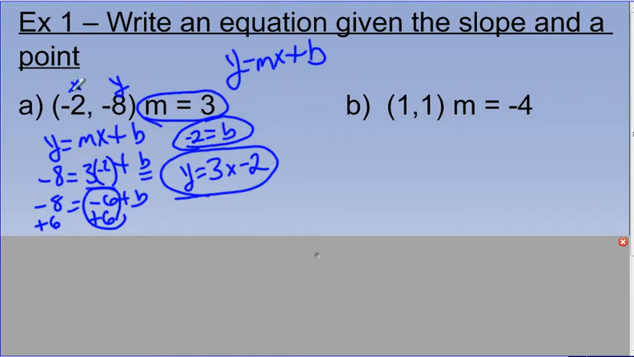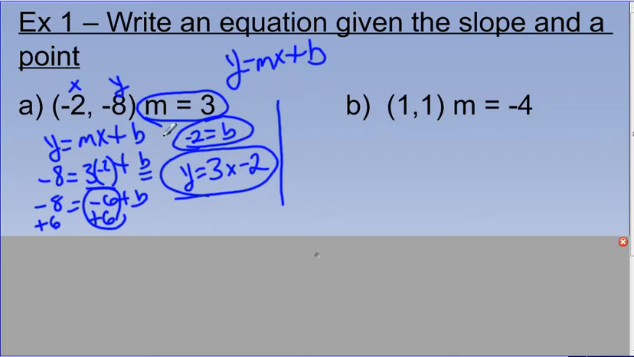Understanding you can plug an x value for x and a y value for y from a single point, and then use that information to find the missing piece, the b. Okay, so that same idea is going to be used in, I think, every single problem today. Get used to it. So let's try it again.